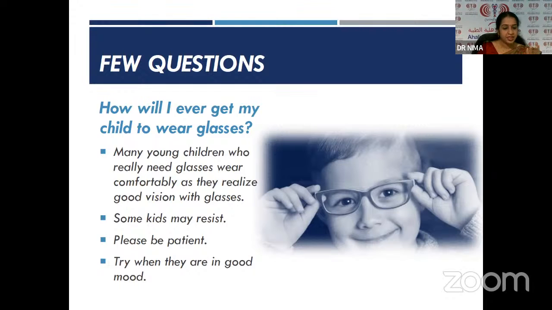But still, some kids may resist actually. They are small, no? We cannot blame them also. In that case, parents should be patient and try them when they are in their good mood and make them understand that it is the good vision actually. And once they are used to that clear vision, they will continue wearing the glasses.